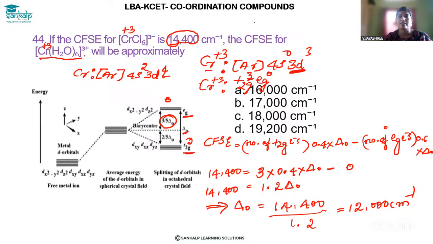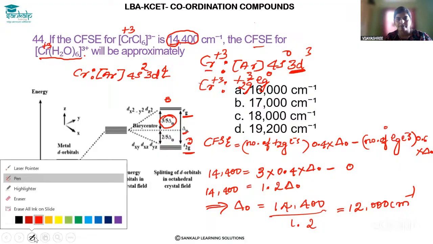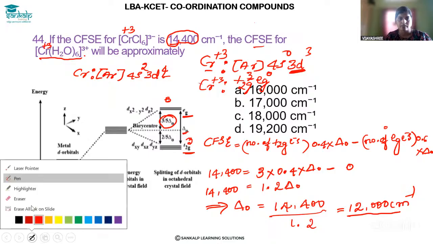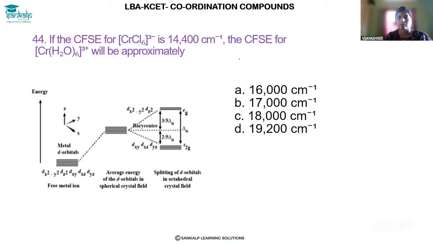What do we need to calculate? The crystal field stabilization energy for the second complex, the [Cr(H2O)6]3+ complex. Okay, I am going to erase this. Just note this down. Just remember this number: delta naught equal to 12,000 per centimeter.